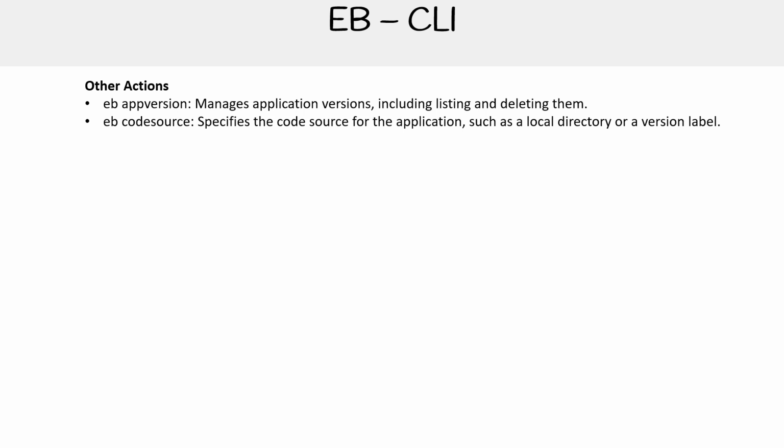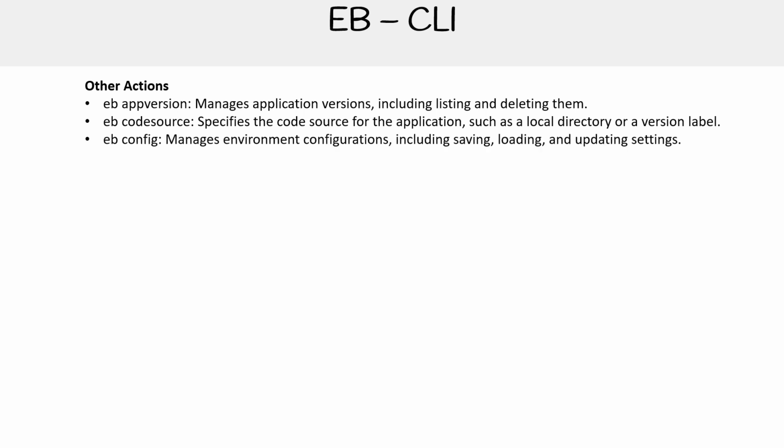We have other actions. We have appversion for managing application versions. When you deploy versions, it will maintain a list of apps so you can easily go back to older versions. We have codesource, which they didn't have before, but that's if you want to specify if you're hooking up CodeCommit or a local repo. Like, they had it before, but it was just part of the initialization phase, and now they have a separate command if you do it after the fact. We have config for managing environment configuration files. I've never had to use that one before.